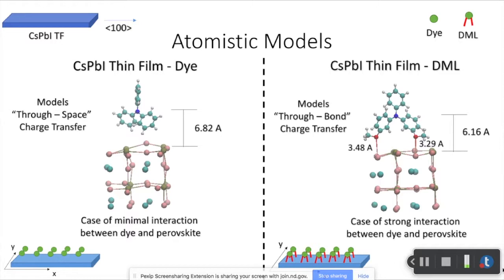So for the through space, it would be a case of minimal interaction between the dye and the perovskite, because since it's normal, it doesn't get any of the pi stacking interactions with the surface of the perovskite. So it has minimal interaction and it's quite far from the surface. Whereas for the through bond space, you could think of it as a maximal case of strong interaction between the dye and the perovskite. So we would expect that our rates would reflect that, where the through space would be longer than the through bond.